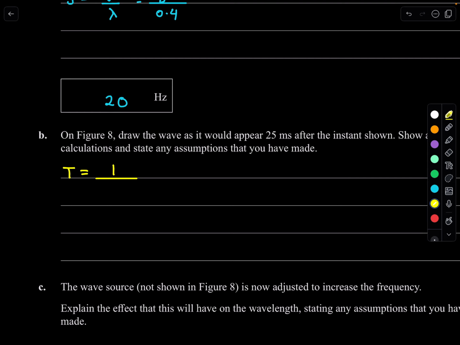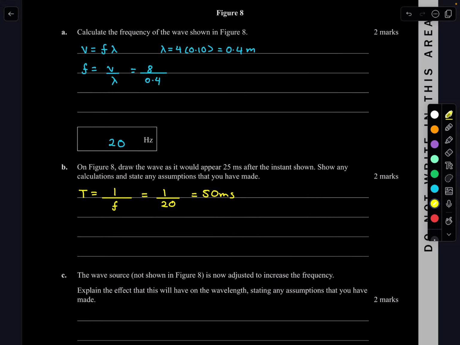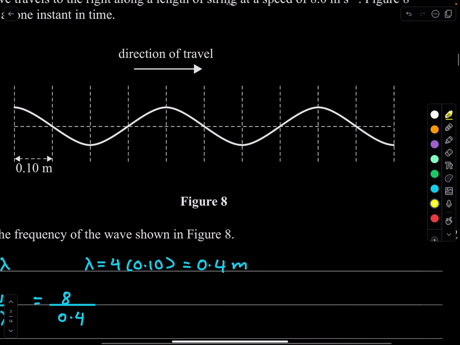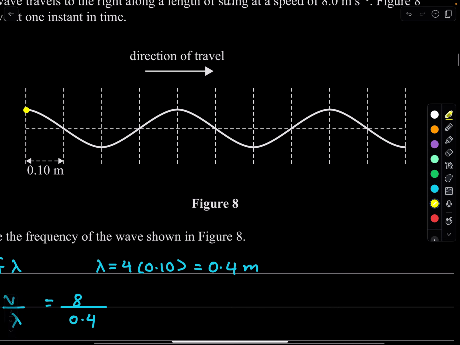We know that period is the time that it takes for one cycle. So the period is 1 over the frequency, which is 1 over 20, the one that we just calculated. Basically, it's 0.05 seconds, but we want it in milliseconds, so we times it by 1,000 to get it in milliseconds. Basically, that gives me 50 milliseconds. What does that tell me? It tells me that one cycle, basically, let's have a try.